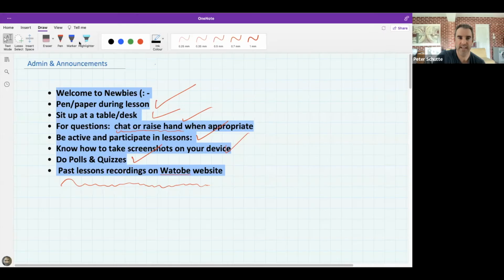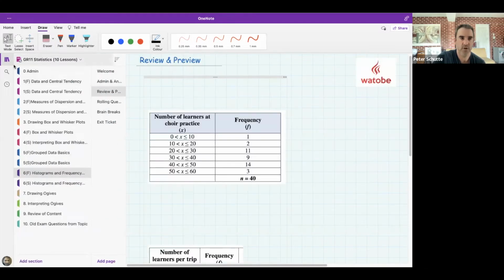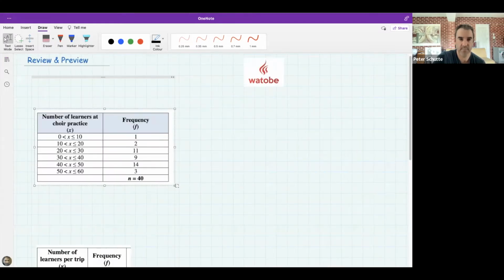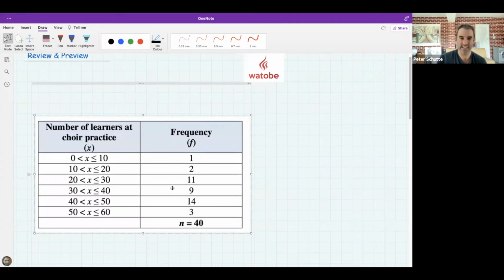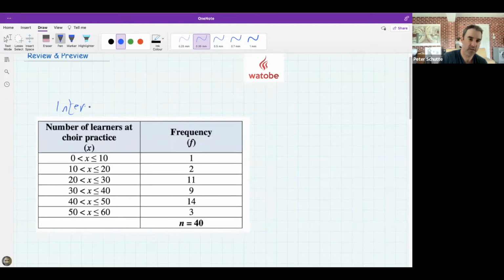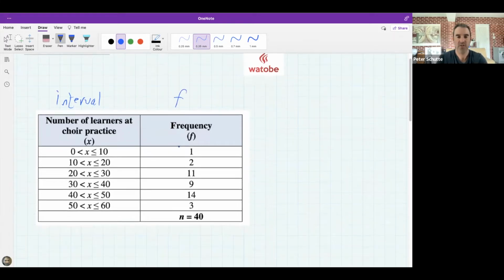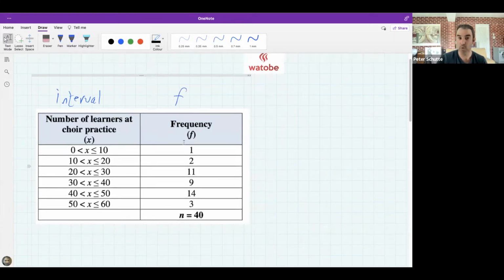So let's do a little bit of reflection from the previous lesson. In the last lesson, the main thing that we did was we moved from this idea of just lists of data to data in a table format, normally with interval as the one column and frequency as the other column.